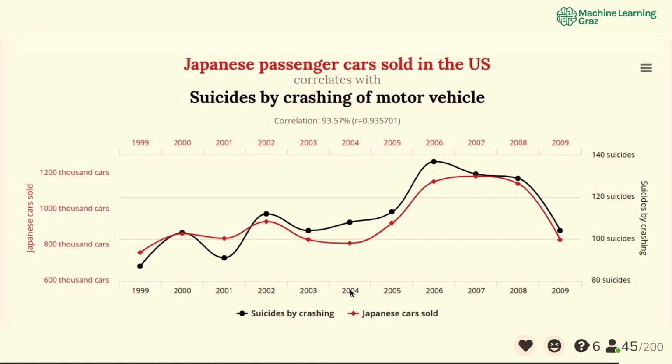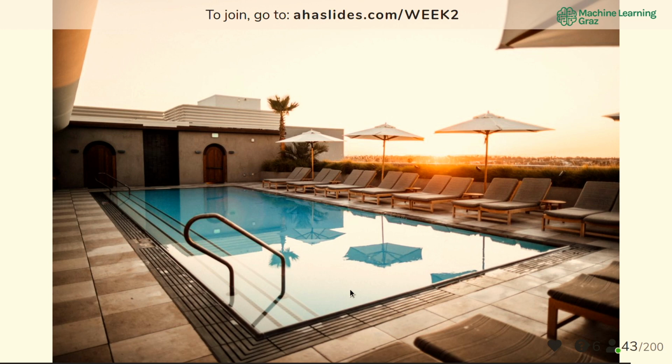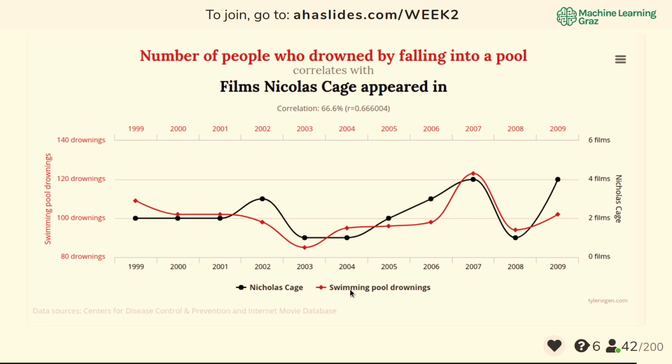Did you know that Japanese passenger cars sold in the US correlate with suicides by crashing of motor vehicles? What else correlates? You know this guy, Nicolas Cage? Well, Nicolas Cage might have something to do with pools, water pools, which you swim in. What do they have in common? Well, the number of people who drown by falling into a pool correlates with films Nicolas Cage appears in. So I guess if you watch Nicolas Cage, maybe you will die from drowning. Who knows?